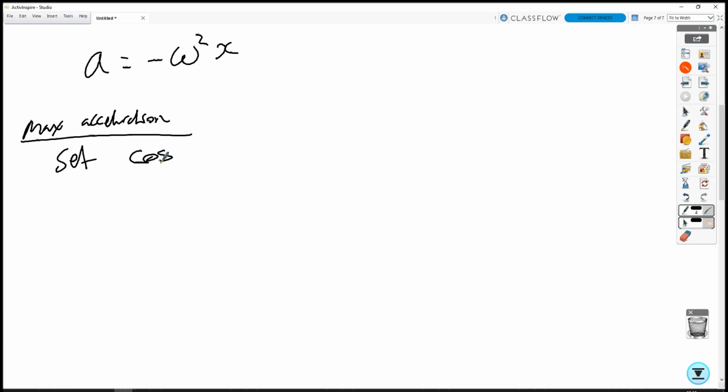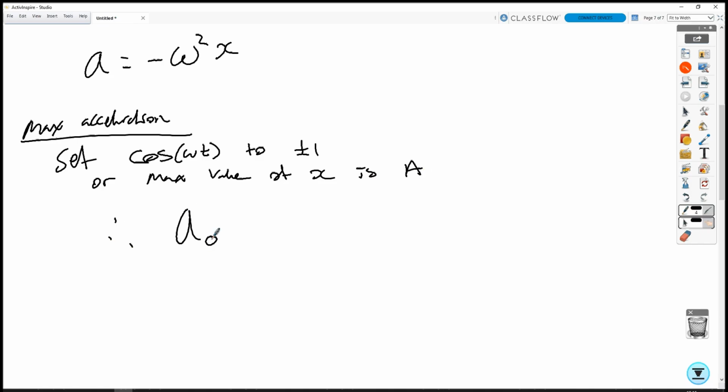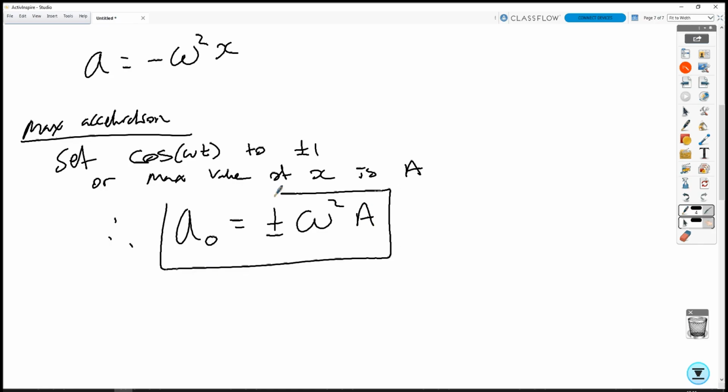So we set cos omega t to plus or minus 1, or the max value of x is a. Therefore, our maximum acceleration is plus or minus omega squared a. Put a box around that.